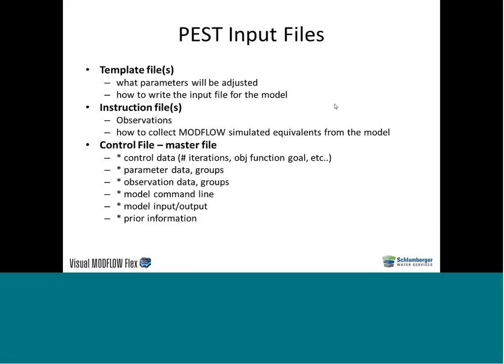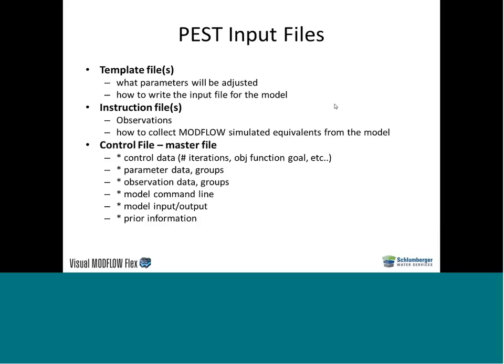There's several PEST input files that are required for a run. I'll go through the main ones. There's also a number of files that are generated through the course of using different PEST utilities, which I won't discuss in this webinar. The key files that PEST requires are the template file, which contains a list of the parameters that will be adjusted, and it gives instructions on how to write the input file for the model, this being ModFlow. The instruction file contains a list of observations, and how PEST should collect the ModFlow simulated equivalents from the model in order to compare those to the observations.